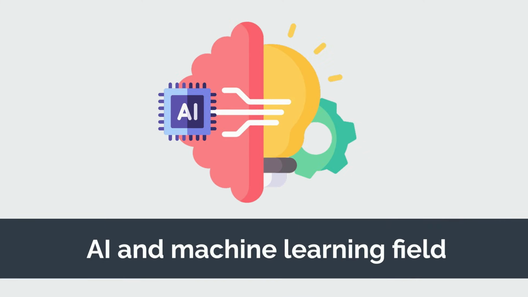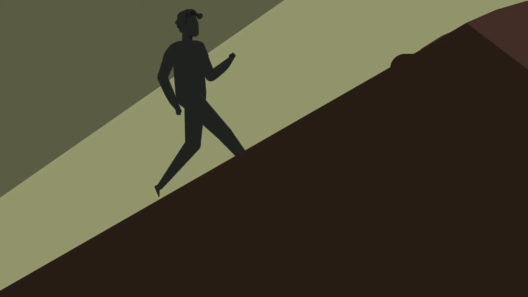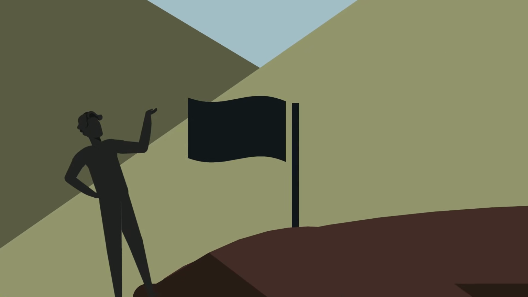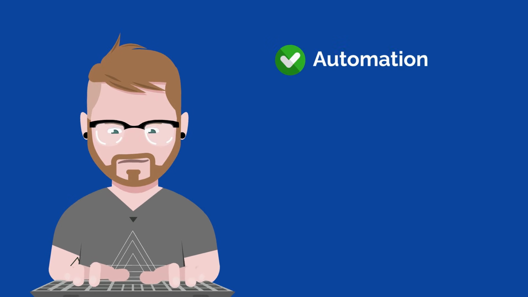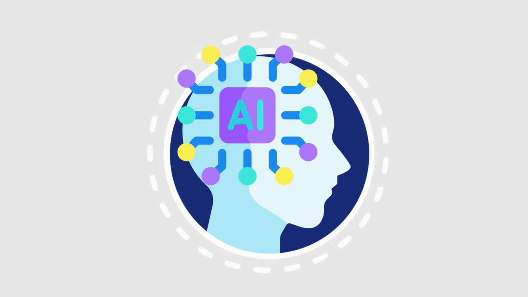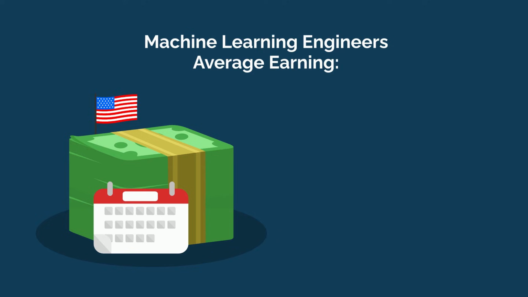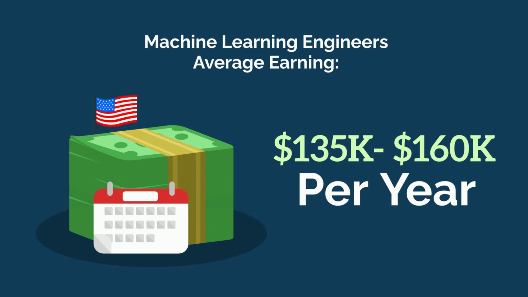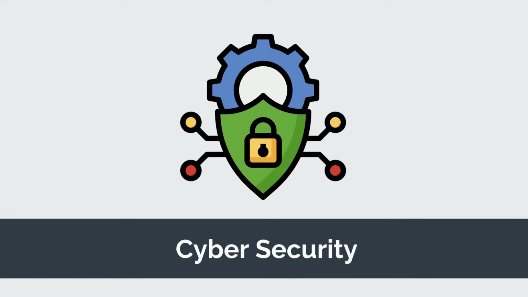Getting back to it, we'll start off our job search with the AI and machine learning field that is absolutely popping off right now. Everyone wants in. But for you, this means a lot of stiff competition. Though you should know that with hard work and dedication, you can achieve anything, especially breaking into this field. If you're passionate about automation, advancing computer vision, and good with math, then artificial intelligence could be the perfect niche for you. You'd also be happy to find that in the US, machine learning engineers are paid a whopping $135,000 to $160,000 on average.